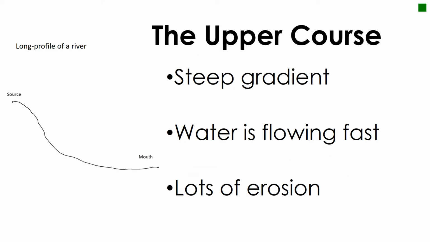So firstly, we must describe the upper course of the river. On the diagram on the left, which is the long profile of the river, the upper course can be seen as the first third of a river closest to the source. So the river is flowing over a steep gradient. It's flowing very fast due to gravity forcing it down the river quickly. And the main process that will be occurring in this part of the river is erosion, mostly vertical erosion, which is central to the formation of some of the landforms which we'll see shortly.